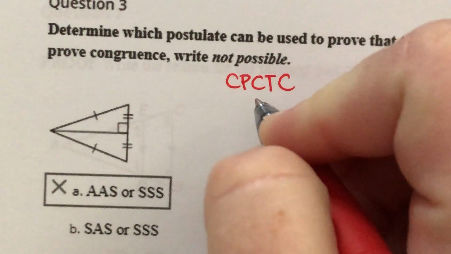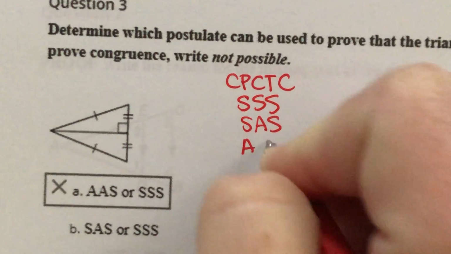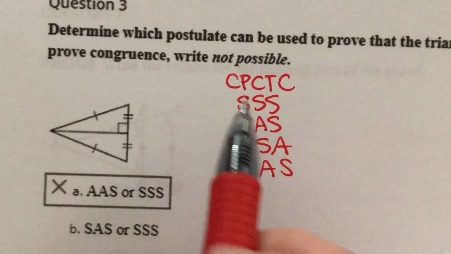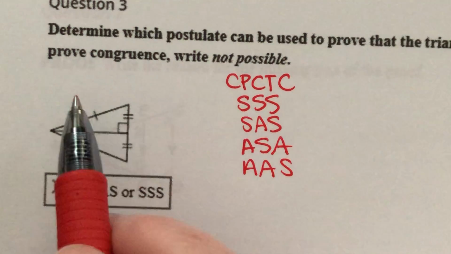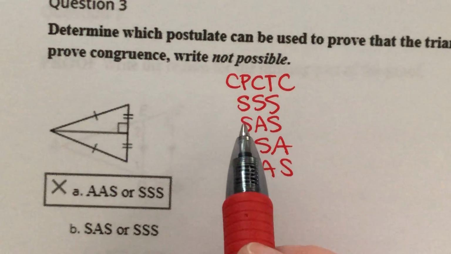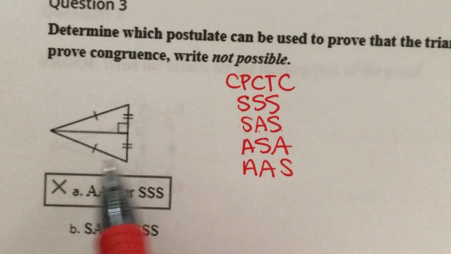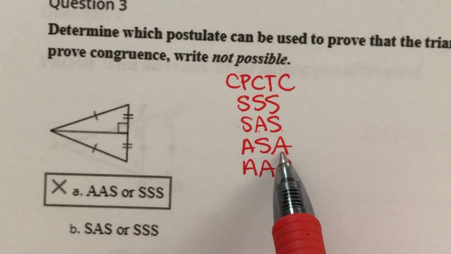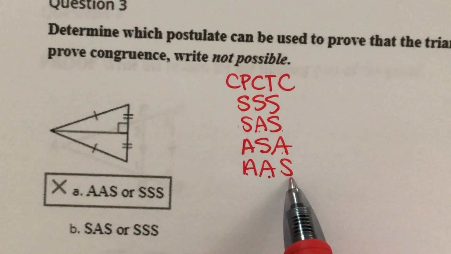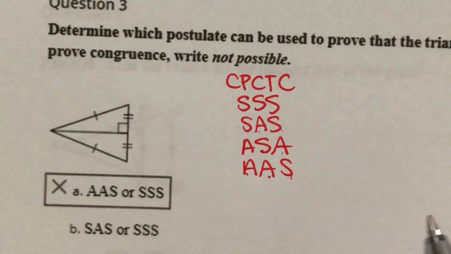So our shortcuts, we had 4 of them, were side, side, side; side, angle, side; angle, side, angle; and angle, angle, side, right? Those are our shortcuts. So if we can prove that all 3 corresponding sides of both triangles are congruent, then we know everything about the triangles is congruent. If we can prove that 2 sides and the angle between them are congruent, then we can prove that everything in both triangles is congruent. This is 2 angles and the side between them. And then we had 2 angles and a side of our triangle that's not between these 2 angles, right? So these are all of our choices. We're going to look at this picture and see which ones work.